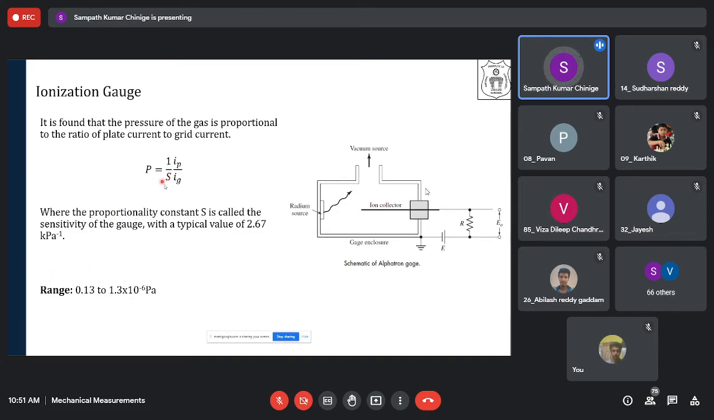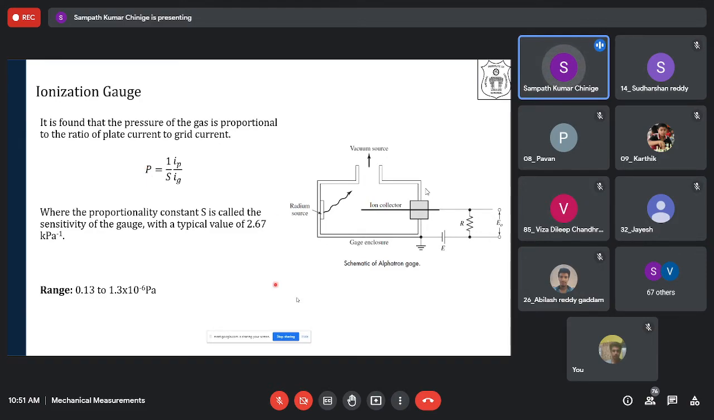S is generally not a single value for all cases. For a particular gas, it will be different. So we have to follow the calibration process as we have discussed earlier and find out the sensitivity of this gauge. This value we can use here to find the absolute pressure of the gas. What is the absolute pressure? That is the pressure measured from zero pressure.